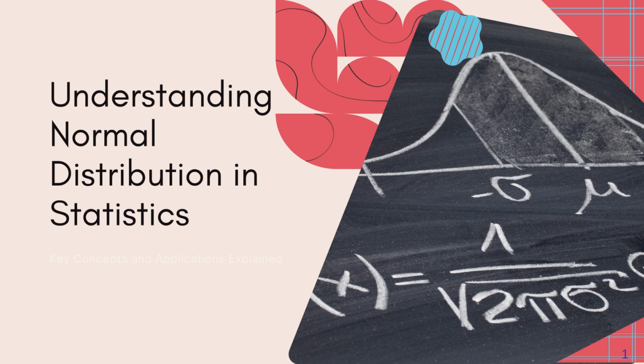Understanding normal distribution in statistics. Normal distribution is a foundational concept in statistics, crucial for understanding how data behaves. The bell curve visually represents this distribution, showing how values cluster around the mean. This slide sets the stage for exploring key concepts and applications, emphasizing the importance of normal distribution in various fields.